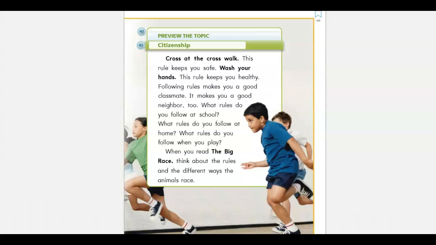Think about what rules do you follow at school? What rules do you follow at home? What rules do you follow when you play? When we read The Big Race, think about the rules and the different ways the animals race.